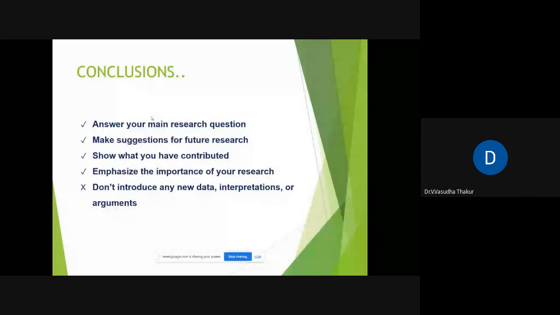And then good suggestions can be brought in and projected as suggestions for future research, so that future people who are interested in conducting research can focus on those lines. So that way you end up writing your conclusions.